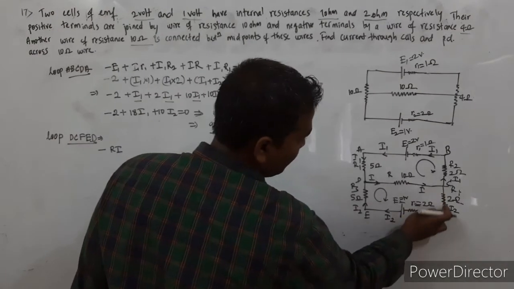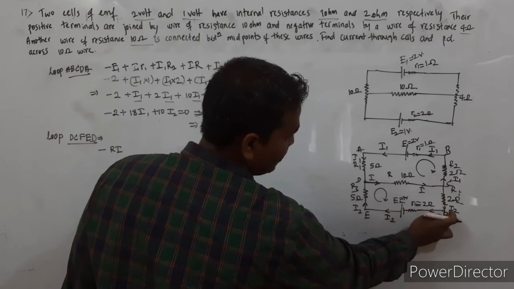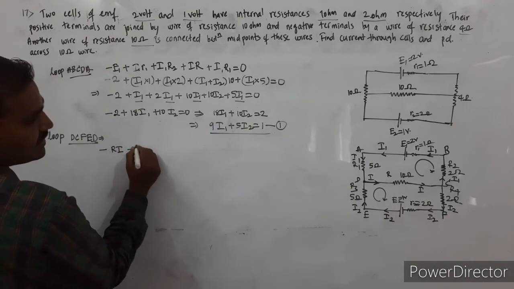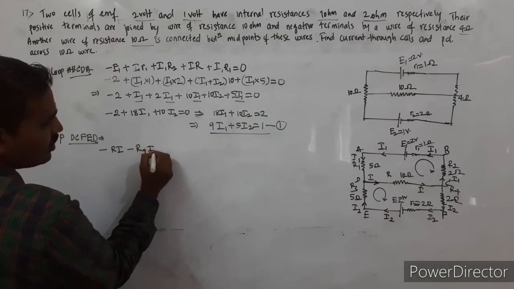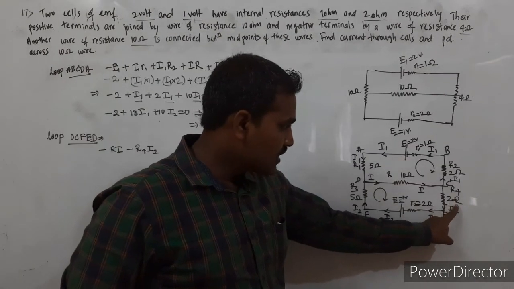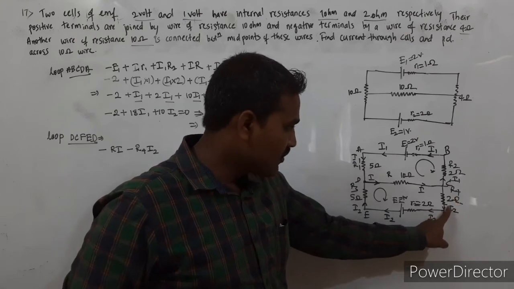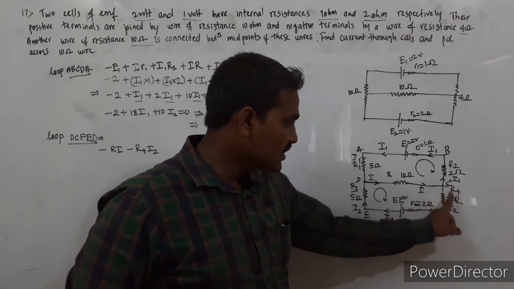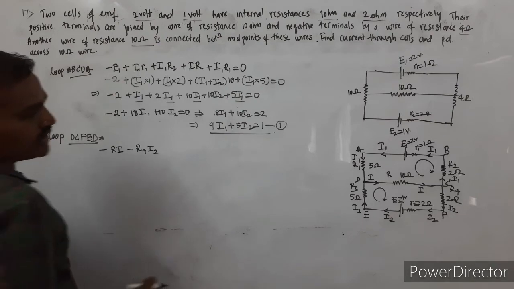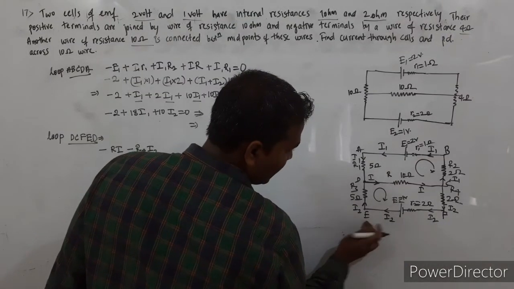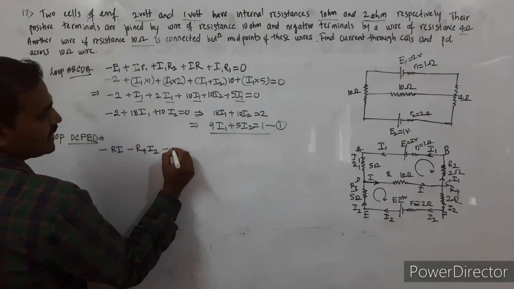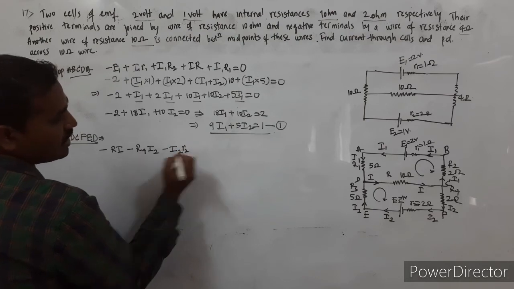Then from C to F, the current is I2. There is resistance of R4, which is equal to 2 ohm, and the current I2 flows from C to F. That is also in the same direction as our assumption, so I write it as minus R4 into I2. Then move from F to E. There is resistance of R2 here and the current is I2. So I write it as minus I2 into R2.